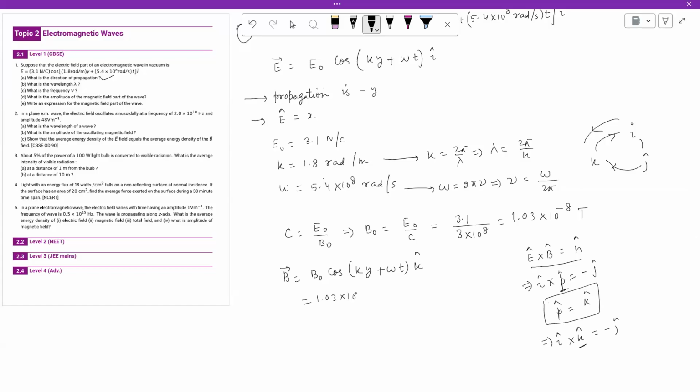which is 1.03 into 10 to the power minus 8, and cos, and the k value was given, 1.8 y plus 5.4 into 10 to the power 8 t. So this is the magnetic field. Is it clear? Yes, sir. Okay, please note it down.